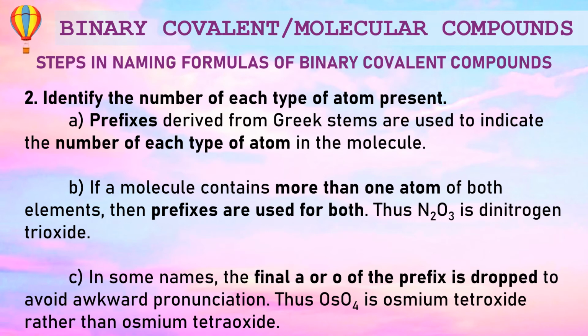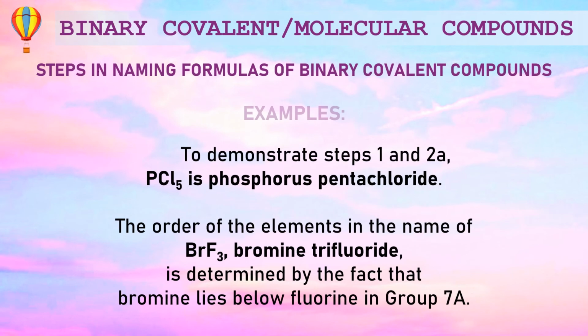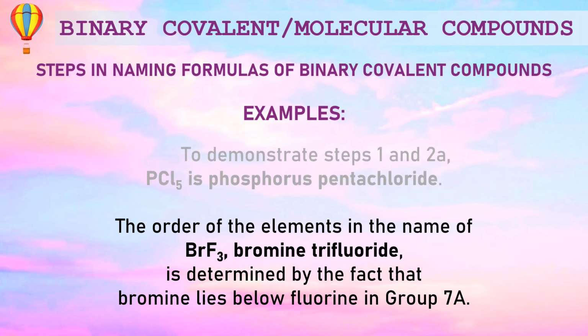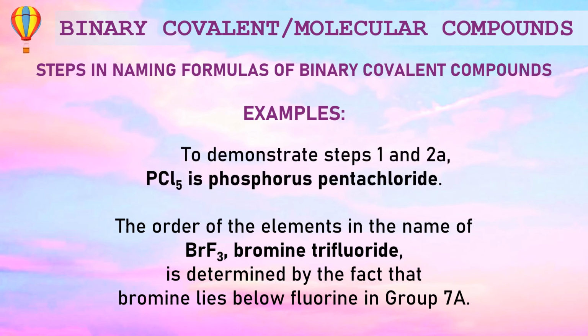2C. In some names, the final a or o of the prefix is dropped to avoid awkward pronunciation. Thus, OsO4 is osmium tetroxide rather than osmium tetraoxide. To demonstrate steps 1 and 2A, PCl5 is phosphorus pentachloride. The order of the elements in the name of BrF3, bromine trifluoride, is determined by the fact that bromine lies below fluorine in group 7A.